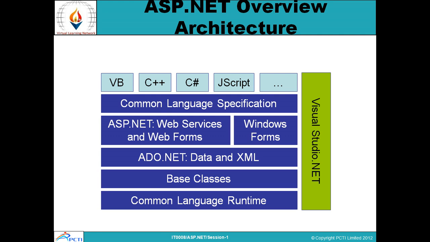Now, let's talk about the architecture of ASP.NET. In the first layer of the architecture of ASP.NET, we have VB, C++, C#, JavaScript. In the next level, there is the Common Language Specification. At the third level, ASP.NET web services and web forms are there, and Windows forms. In the next level, we have ADO.NET data and XML base classes. And at the last level, there is the Common Language Runtime. In short, it is called the CLR.